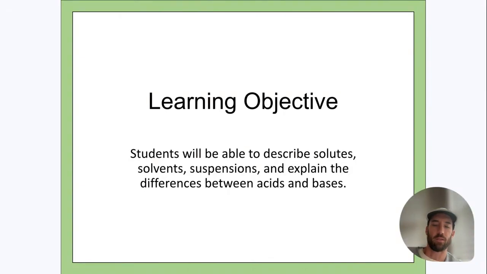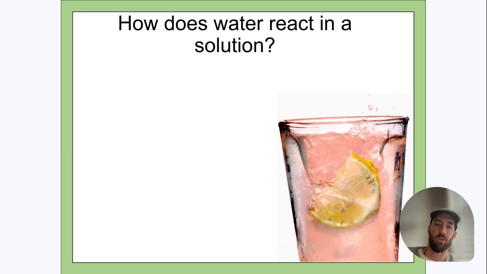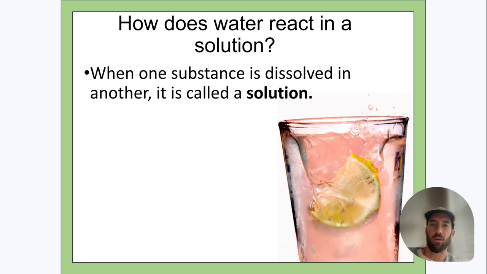Okay, so for section 4 of unit 2, what I want you to be able to do is describe solutes, solvents, and suspensions, and explain the difference between acids and bases. So when one substance is dissolved in another, it's called a solution.